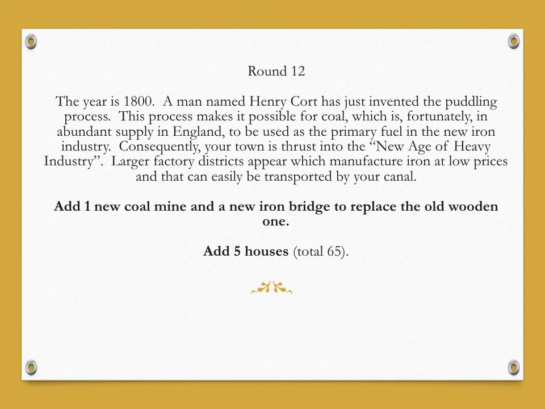and add 5 houses. The invention of iron is a very important part of the Industrial Revolution because it created the ability to make more permanent machines and things like railroads. Pause the video until you're ready to move on.